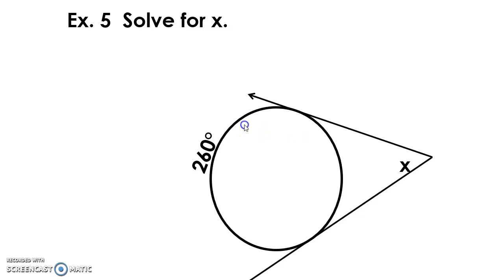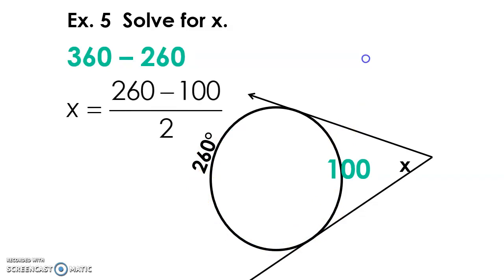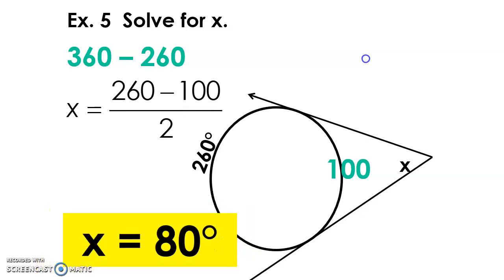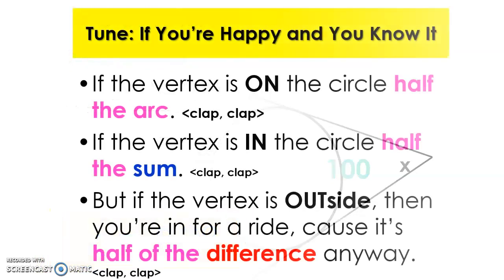But we got to think about, what is this near arc? Remember, it's 360 all the way around. So 360 minus 260 is giving me that 100 degrees right there for the near arc. So then I just set it up. Far arc minus near arc divided by 2 equals my angle. X is 80 degrees.